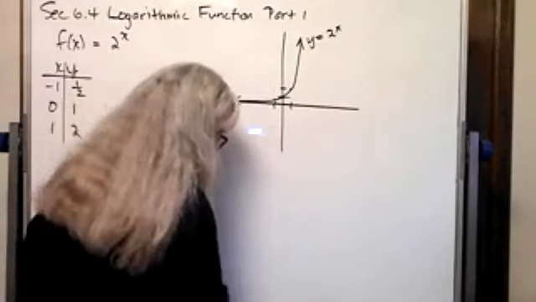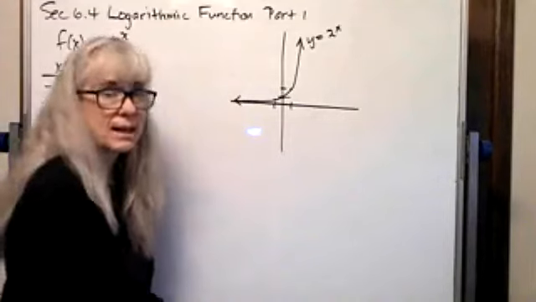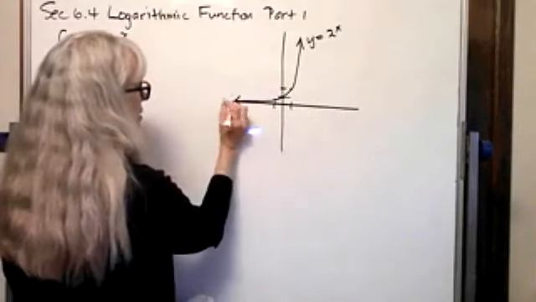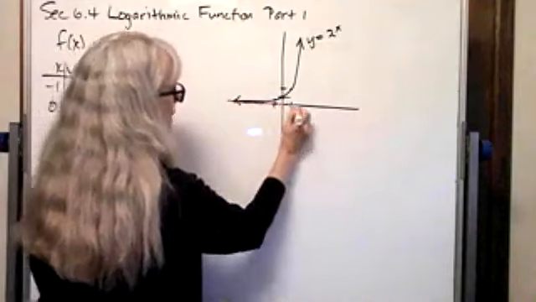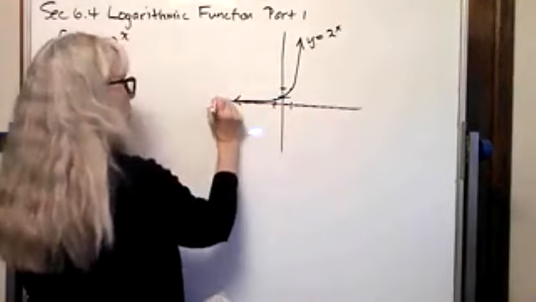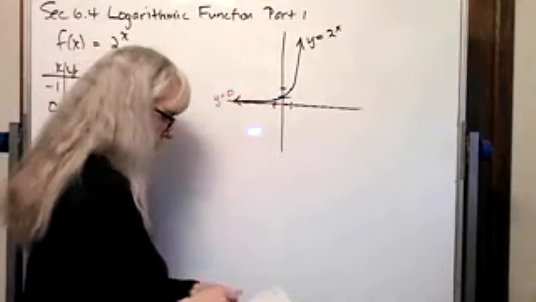We also know the domain and the range. More importantly, it does have an asymptote, and I need that asymptote in there. So we're going to draw that in. It's right on top of this axis. It's the line y equals 0. So that's our exponential function.